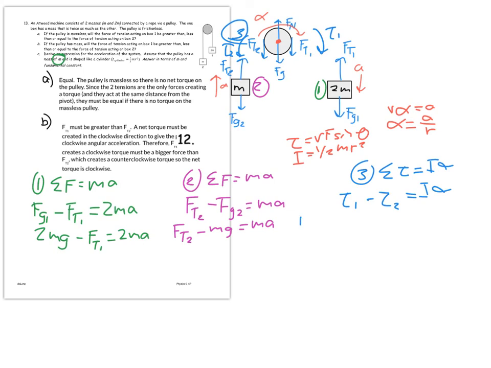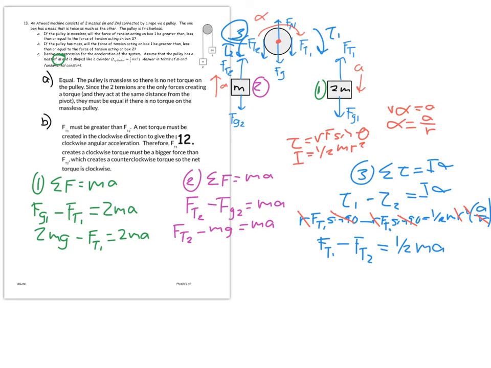So I'm going to have R times Ft1 sine 90 minus R times Ft2 sine 90 equals 1/2 mr squared times a over r. All right, a lot going on there, but a lot of things are going to cancel out. The sine 90s are just 1. One of the r's cancels out with the r squared because it's r divided by r, and now we have an r in every single term, and so all of those go away. And this equation simplifies pretty nicely to Ft1 minus Ft2 equals 1/2 ma.